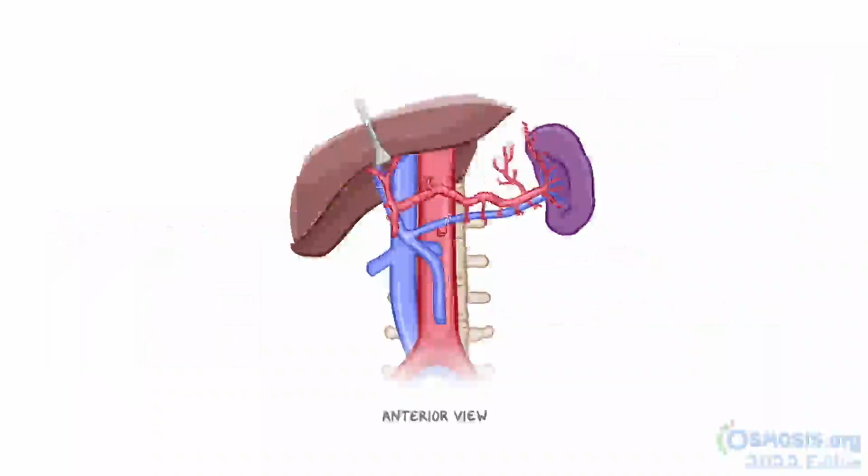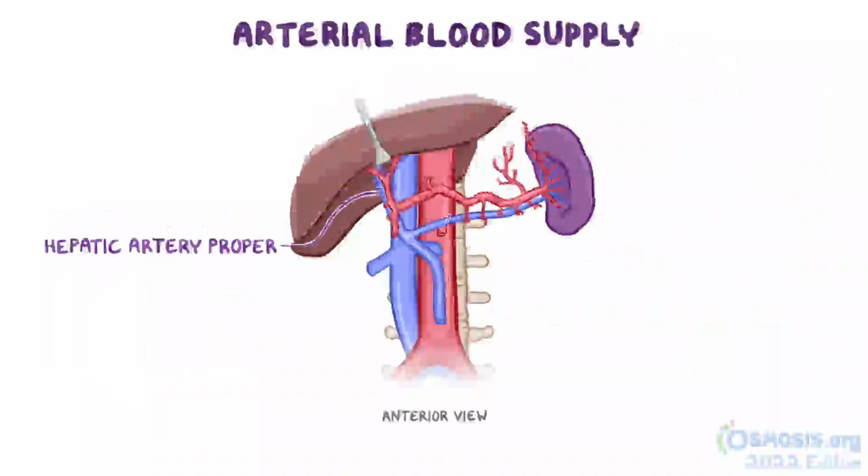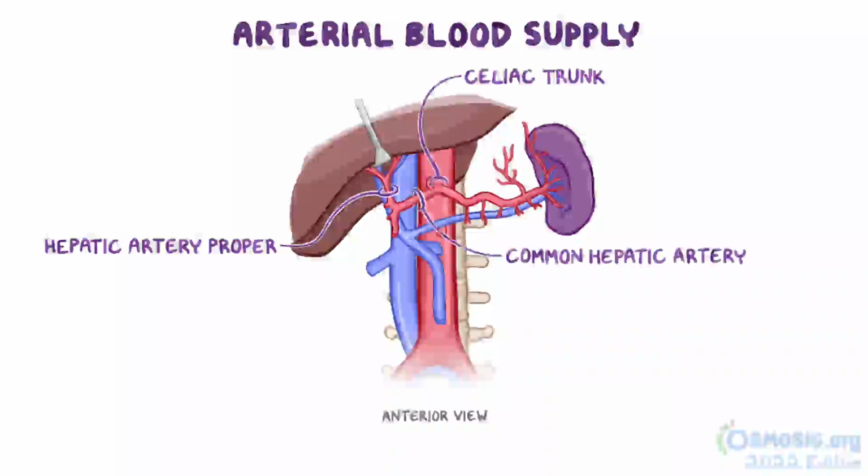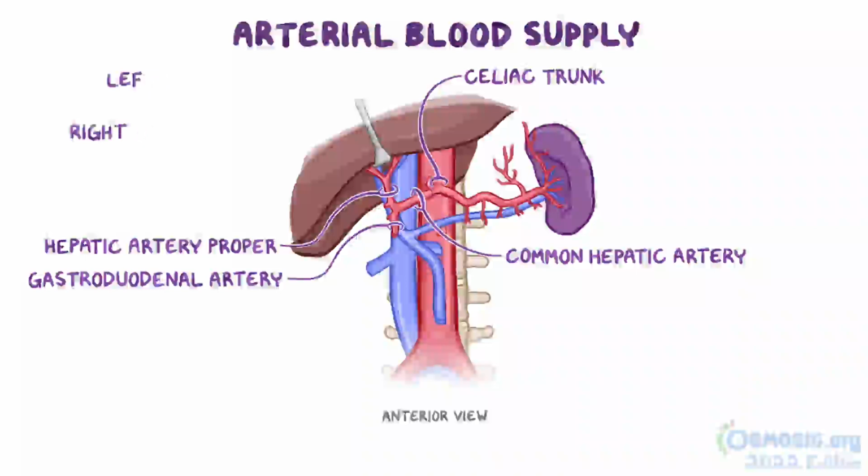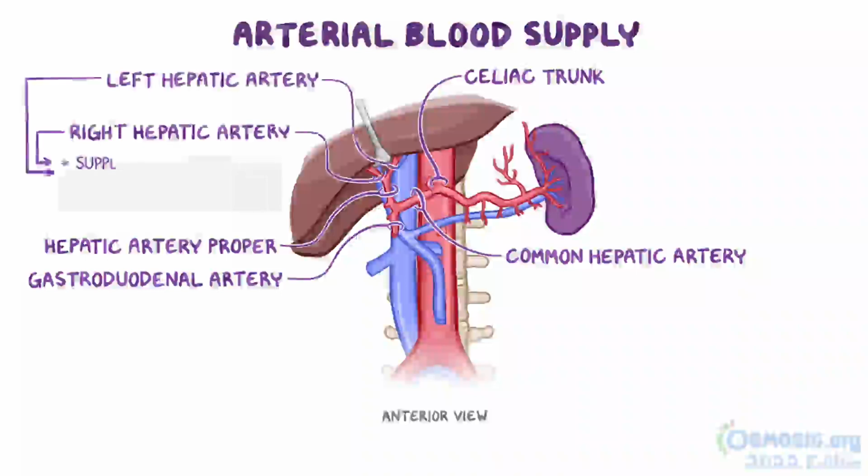The remainder of the liver's blood supply is oxygen-rich arterial blood from the hepatic artery proper, which stems from a branch of the celiac trunk called the common hepatic artery. This artery then bifurcates into the gastroduodenal artery and the hepatic artery proper, which then also bifurcates into the right and left hepatic arteries. The right and left hepatic arteries mainly supply the non-parenchymal part of the liver, such as the bile ducts within the liver.